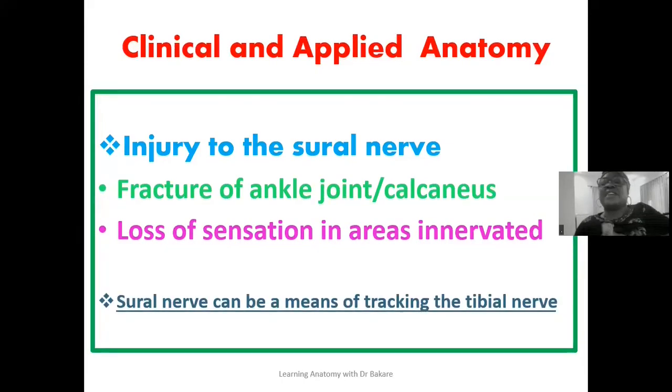The sural nerve can also be used as a means of tracking the tibial nerve, because if we look at the orientation and the formation of the sural nerve, we can see that its emergence from where it is formed can be used to track the tibial nerve. The sural nerve can also be used for nerve grafting. This nerve is a solely sensory nerve, so part of this nerve can be taken to replace damaged nerve.